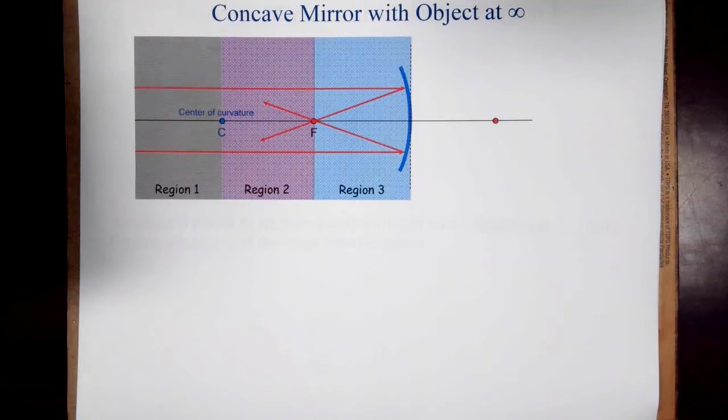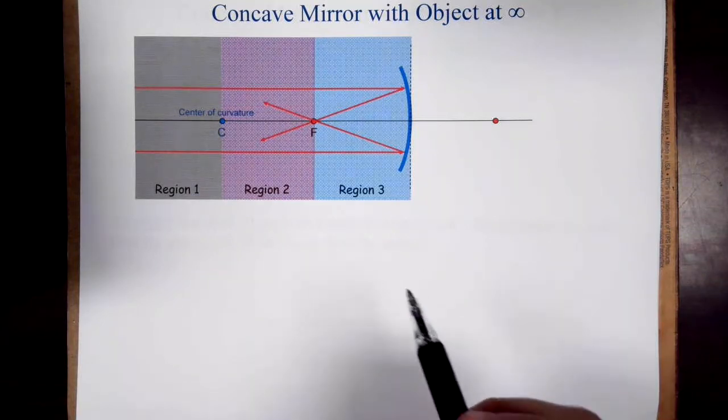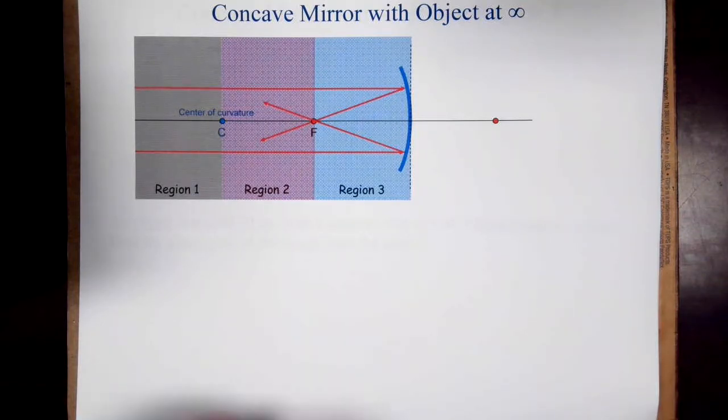Alright, welcome back. So now I want to sketch through what happens when we put an object in front of a concave mirror. We can think about it: there's a number of places that we can put an object. So what we do is we break it down into multiple regions.